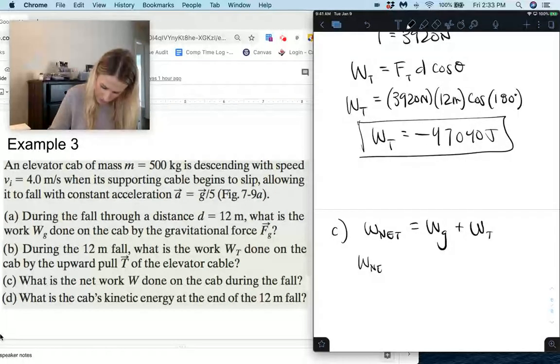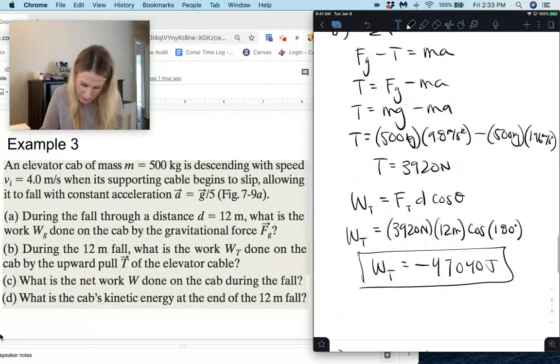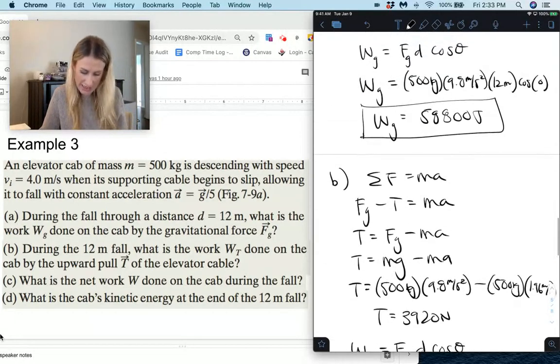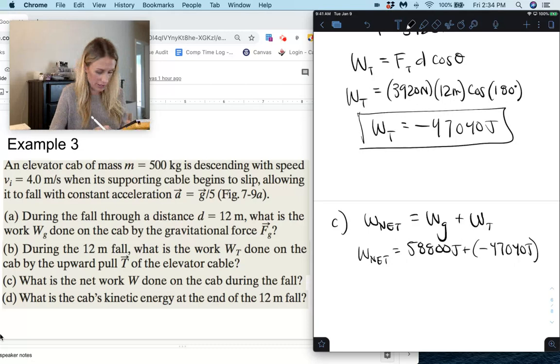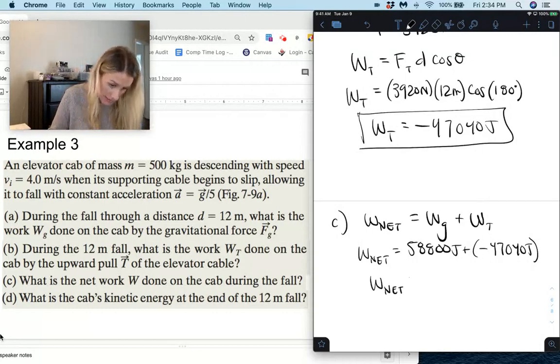So our net work will be equal to the work done by the force of gravity, which we found to be 58,800 joules, and then plus a negative 47,040 joules for the work done by tension. So in my calculator, I'm going to add 58,800 and negative 47,040, and I get the net work done is equal to 11,760 joules.